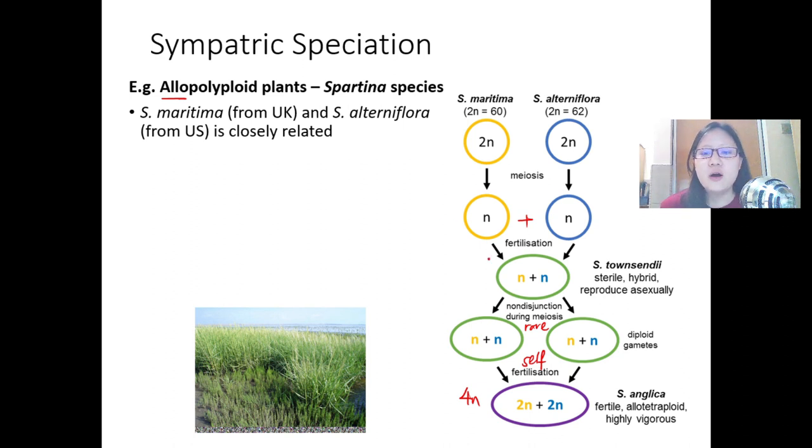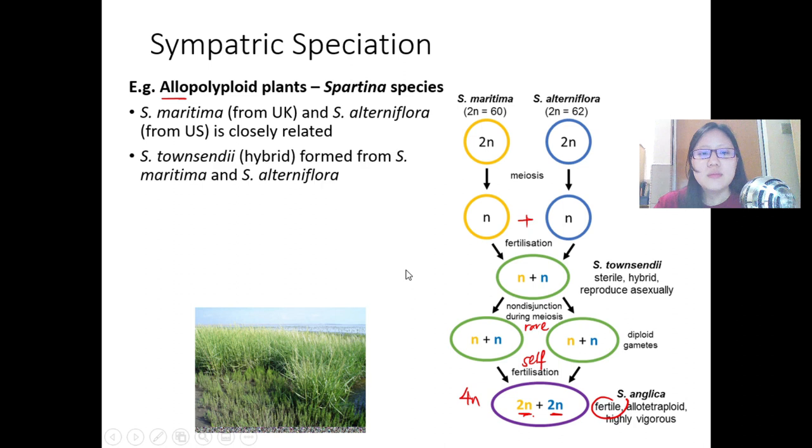Now, maybe you are wondering why now it's fertile, just now why sterile? Okay, just now sterile because no homologous chromosomes, right? But now it's fertile because through this event here, it actually resulted in homologous chromosomes for Maritima and homologous chromosomes for the set of chromosomes inherited from Alterniflora. So now it is possible for S. anglica to go through meiosis. It is possible now for the chromosomes to line up two by two by two by two at the metaphase plate during metaphase one because there's now two sets of chromosomes of each type.